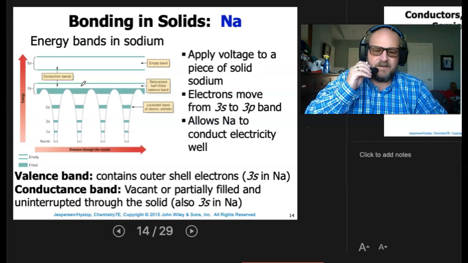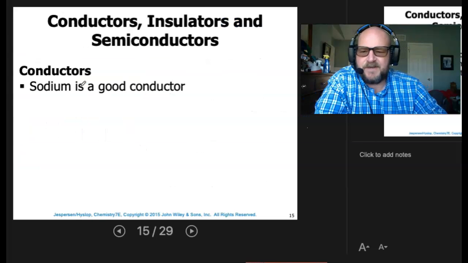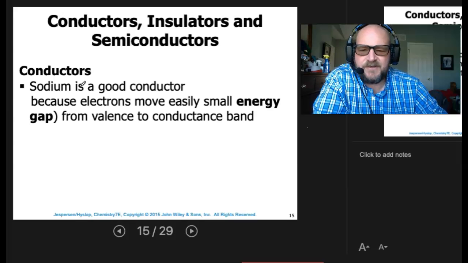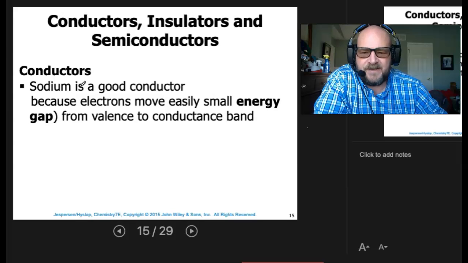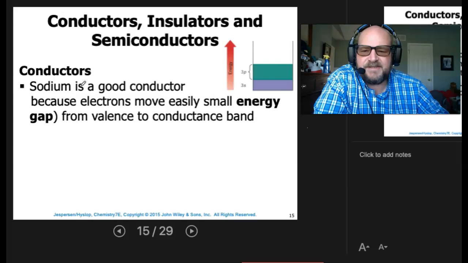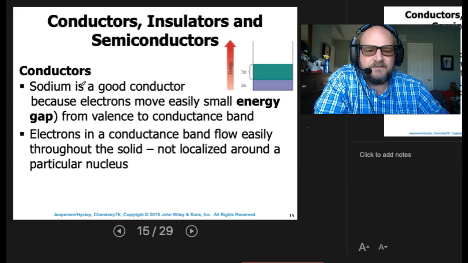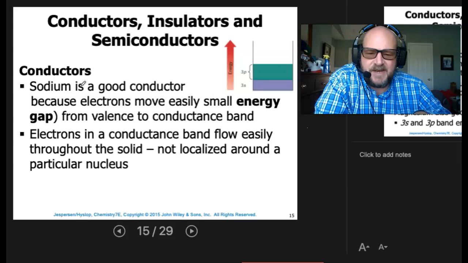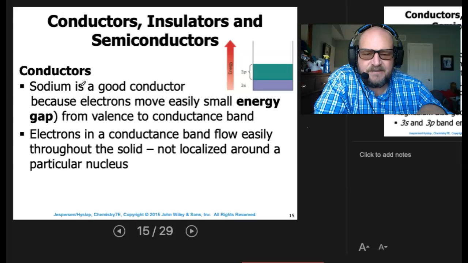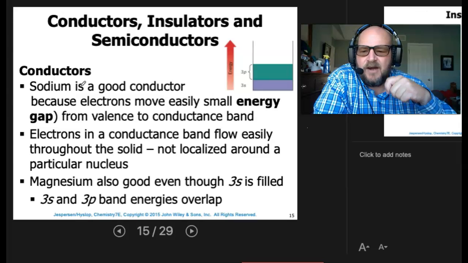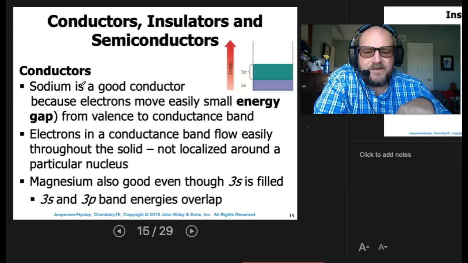Okay. Now for conductors, insulators, and semiconductors. Conductors. Sodium is a good conductor because electrons can move easily, with a small energy gap from the valence to the conduction band. So to go from the 3s to the 3p, it's very easy, right? Didn't take much at all. Electrons in a conduction band flow easily throughout the solid, not localized around a particular nucleus. Now, magnesium is also good. Even though its 3s is filled, the 3s and the 3p band energies should overlap.